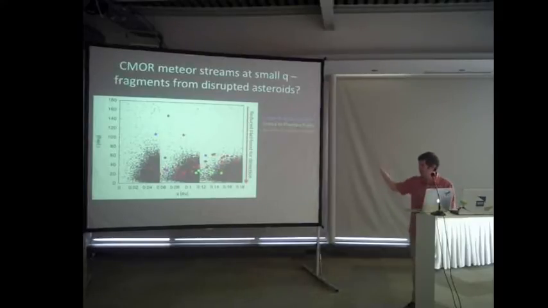And there's further evidence from Peter Brown's team that you can actually find meter-scale objects inside the orbit of Mercury. So everything goes into small pieces at that level.